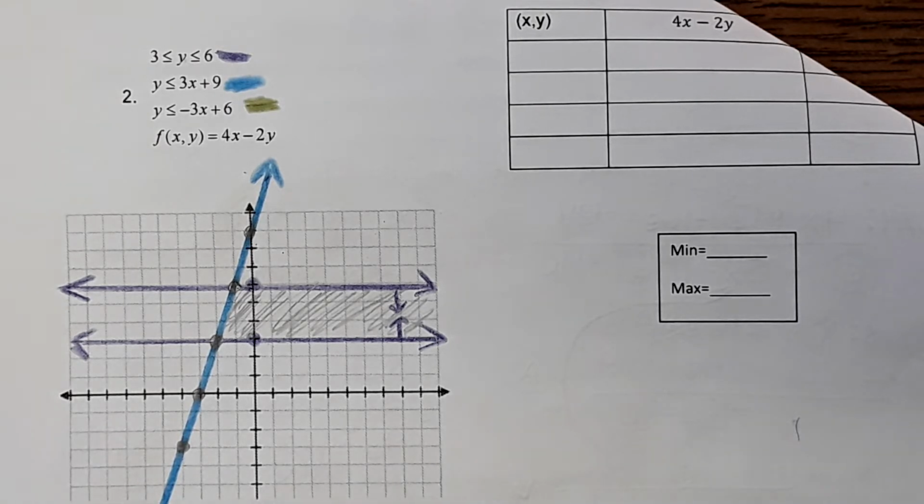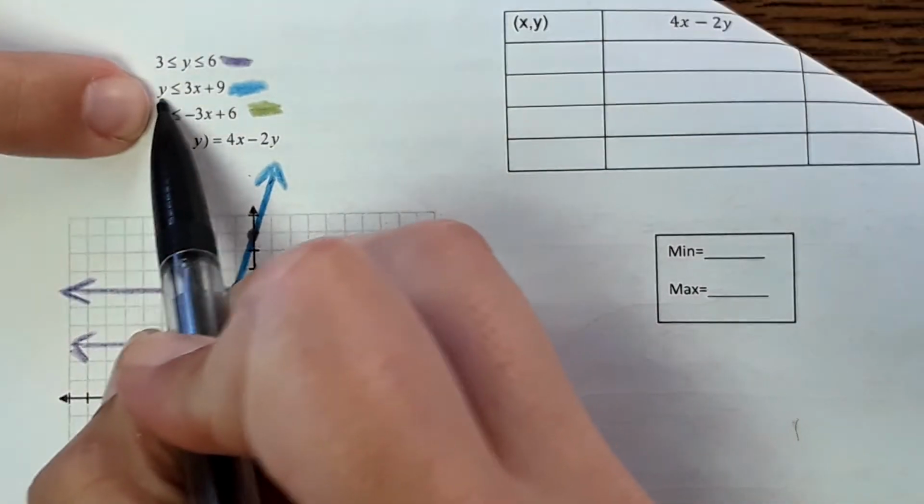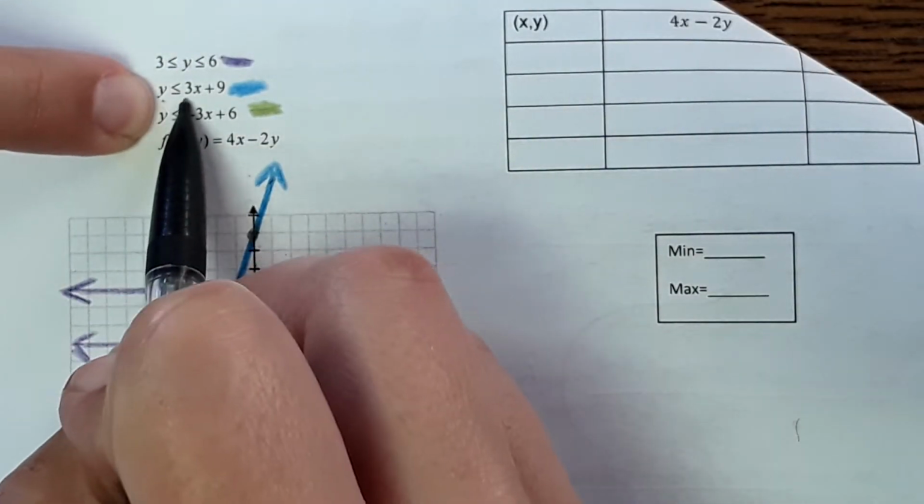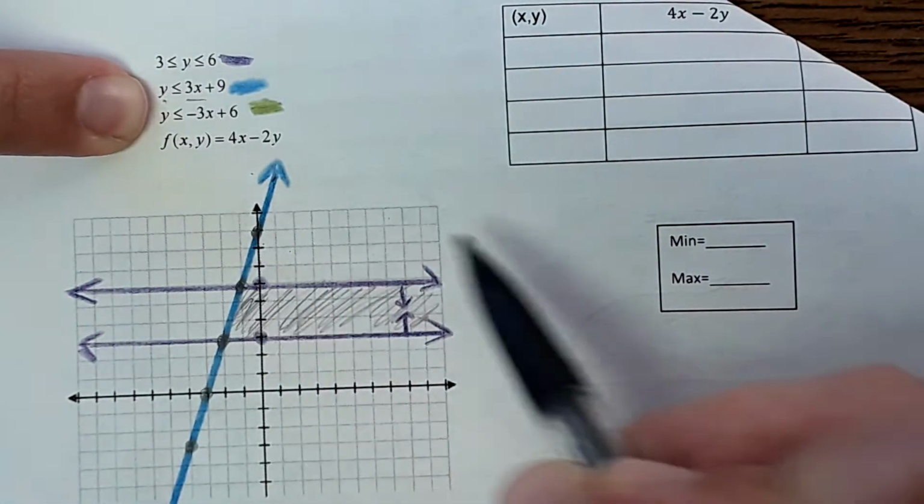Again, shading lightly, I'm going to need to erase some of that. Yes. How do you determine if it's like with the left if you shade it up the right side? Y is less than 3x plus 9, so I shaded under.